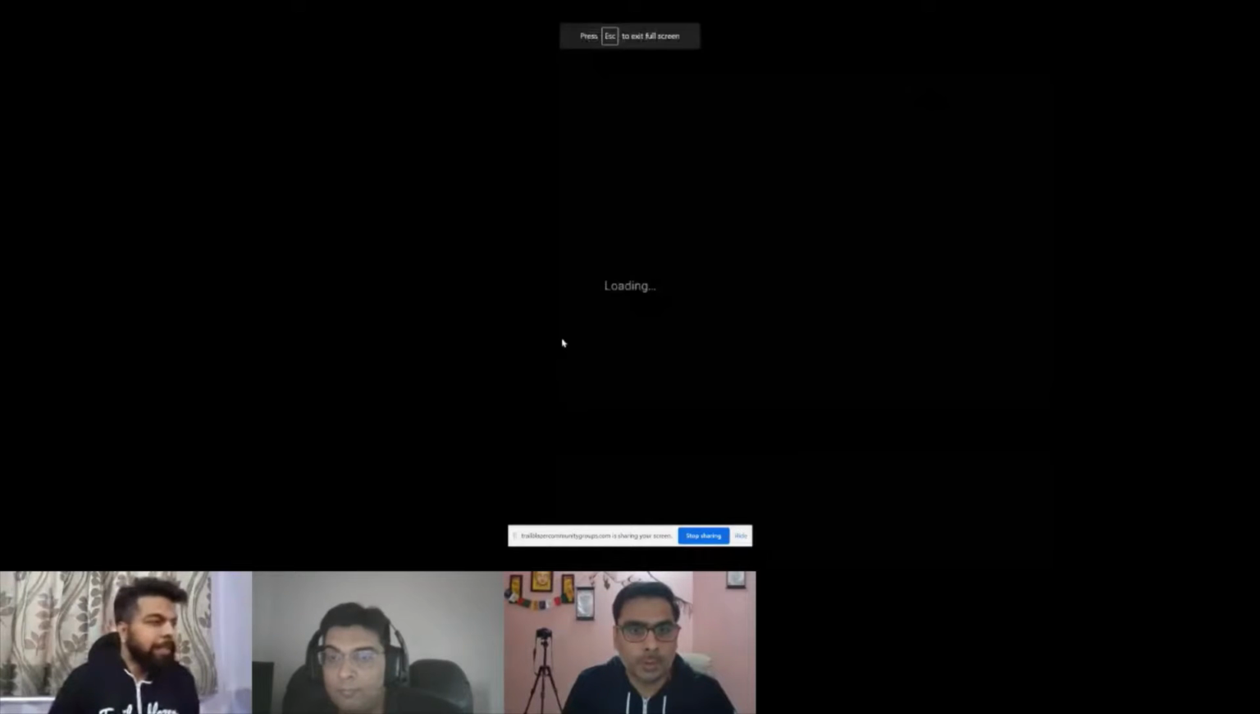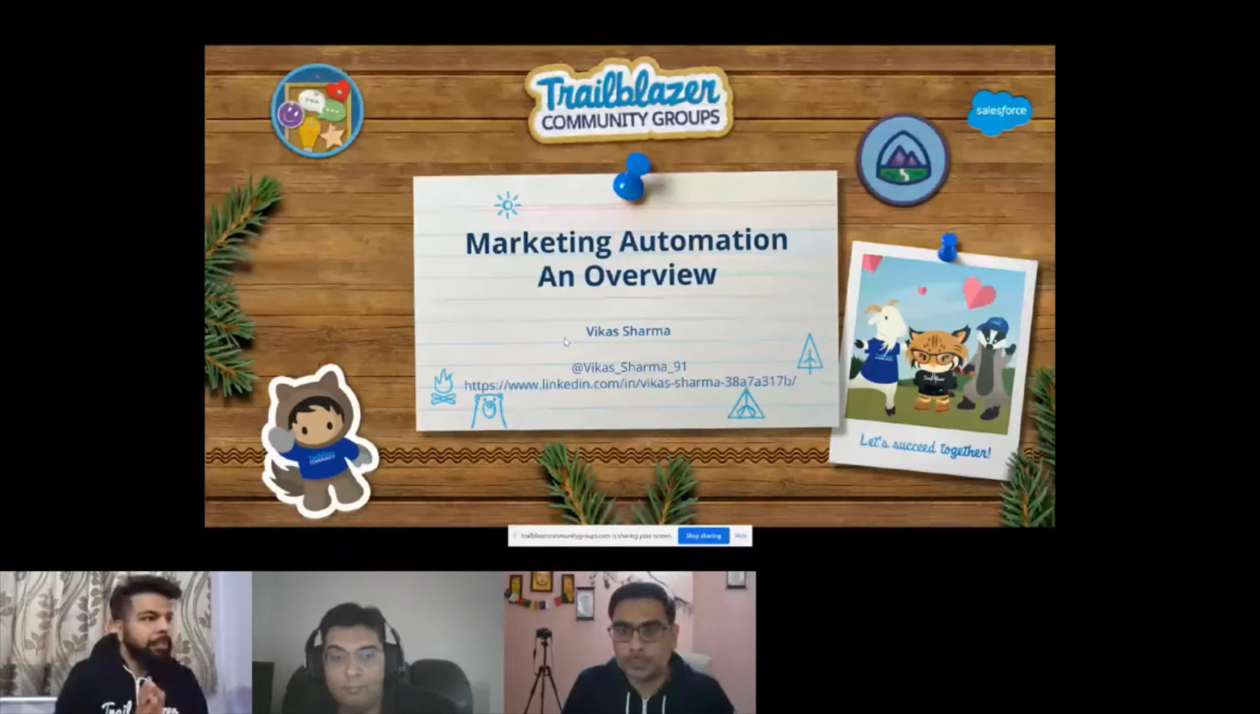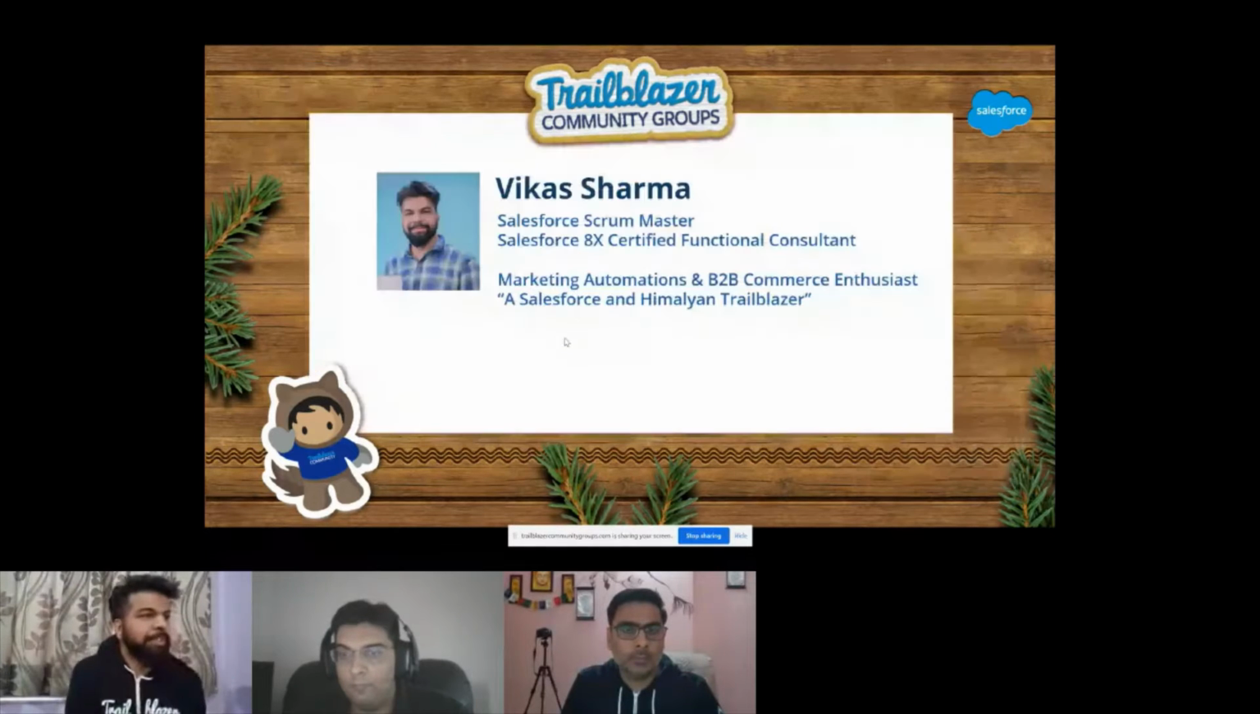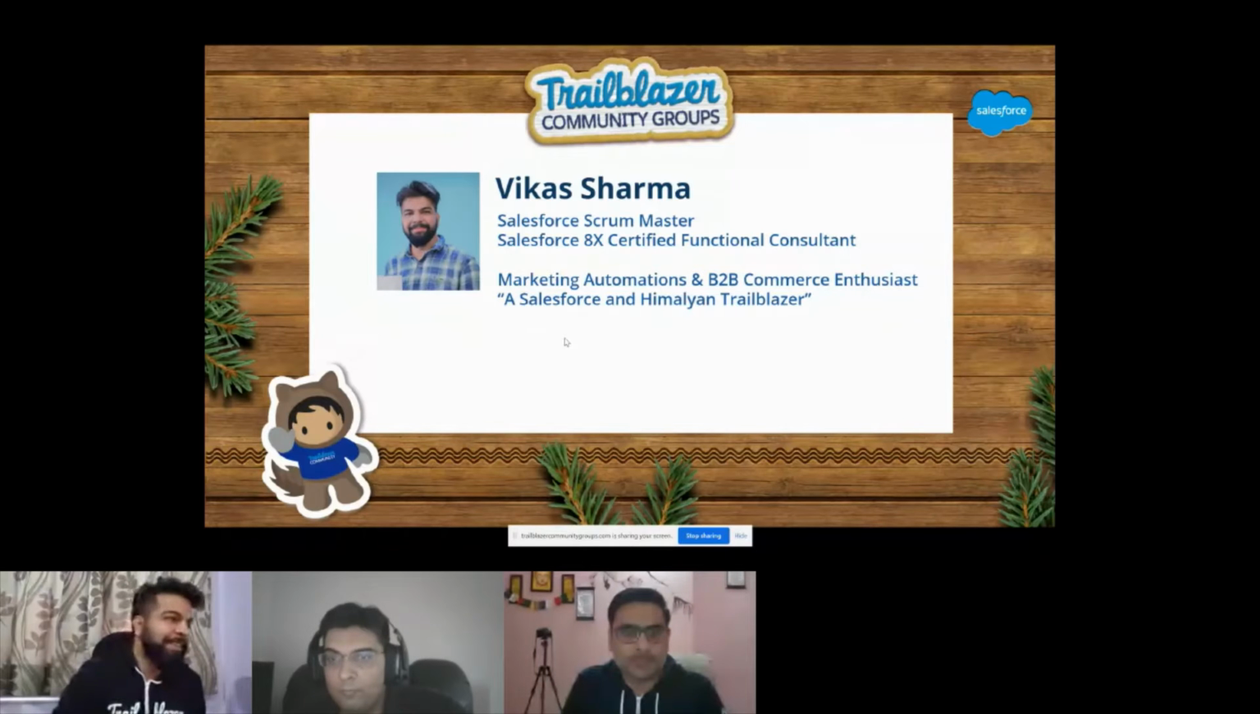Okay, yeah. So as Anil said, this session is about marketing automations, a very high level overview of it and its capabilities, and then eventually down the line we'll drill down into those capabilities inch by inch. So this is myself, Vikas Sharma. I'm a Salesforce Scrum Master and an 8x Salesforce Functional Consultant. I am a marketing automations and B2B commerce enthusiast, and I'm a Salesforce and Himalayan trailblazer. So I like to blaze the trail of Salesforce, but on my vacation, I like to blaze the trails of the Himalayas.